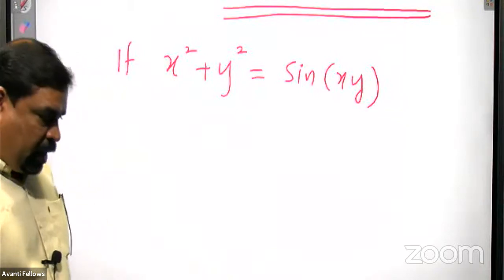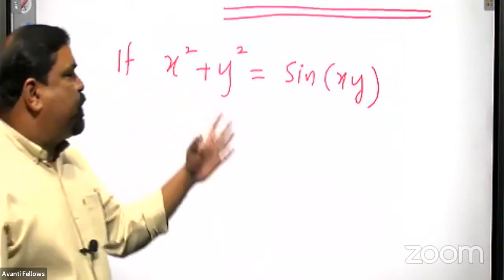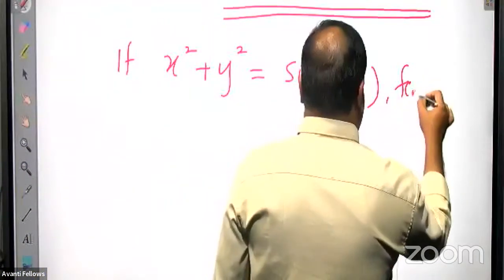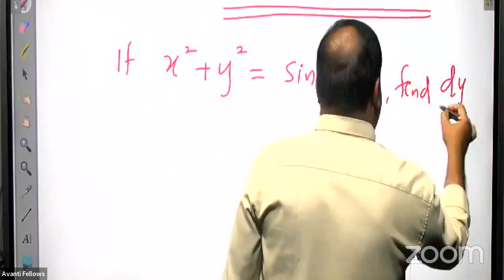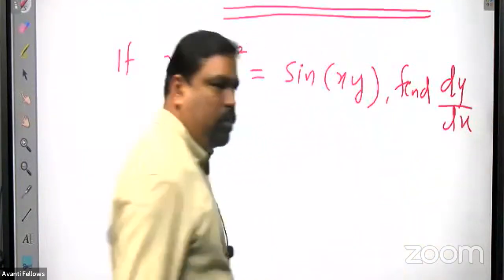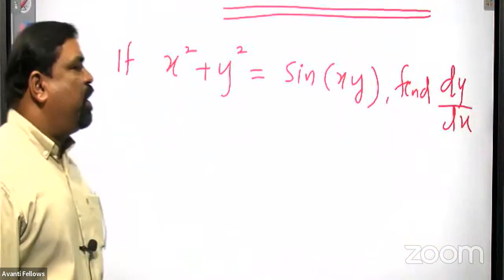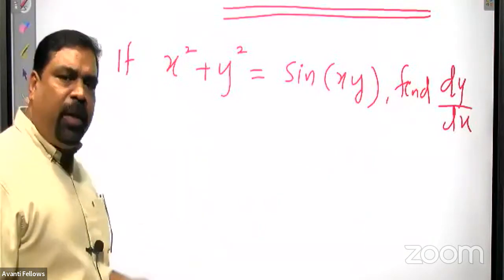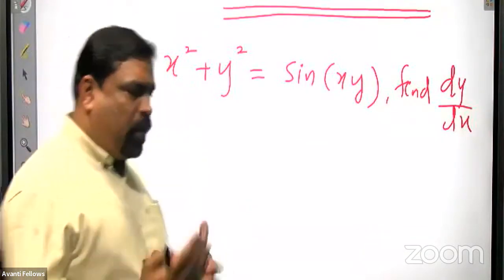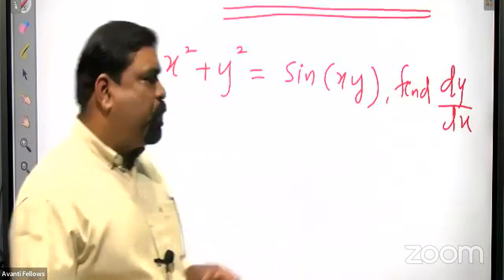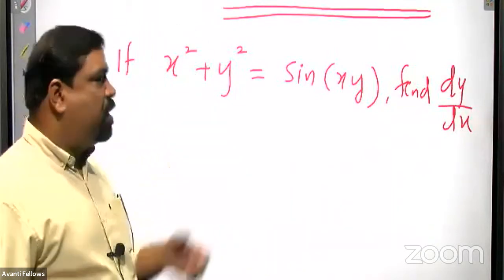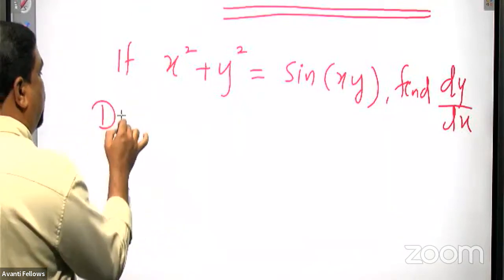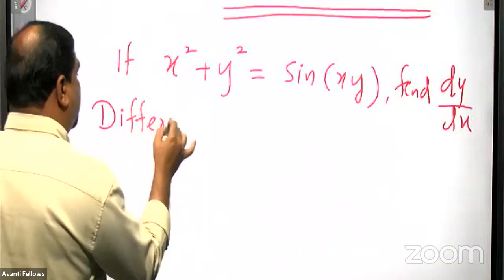Let us take another example. x square plus y square equal to sine of xy. Find dy by dx. Here also it is an implicit function. We cannot separate y and x, we cannot express y in terms of x. So the same procedure: differentiate each and every term with respect to x.